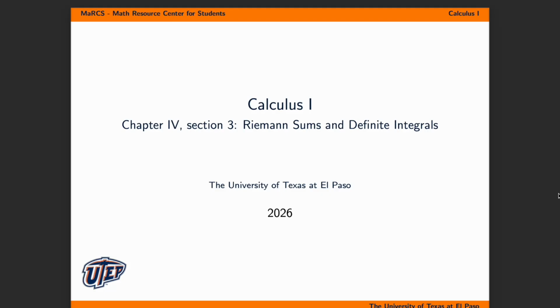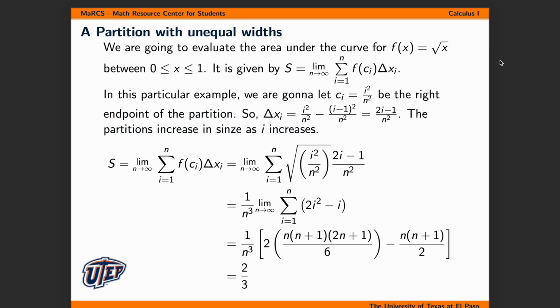Hi everybody, in this recording we will be going over section 4.3, Riemann sums and definite integrals. To evaluate the area under the curve for our function f of x equals the square root of x for x between 0 and 1 inclusive, this will be given by uppercase S, which will be equal to the limit as n approaches infinity of the sum from i equals 1 up until n, where we evaluate our function at the point ci and multiply by our delta xi.